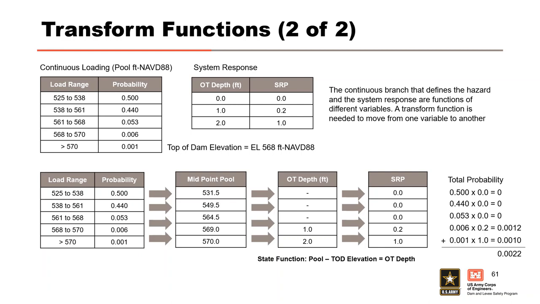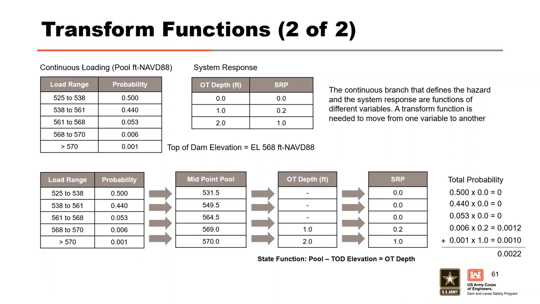On this slide is a more detailed illustration of how a transform function works. Here, the continuous function is a function of pool, and the system response is a function of overtopping depth, which do not match. Because they do not match, we need a state function to relate pool to overtopping depth. The state function in this case will be the pool minus the top of dam elevation. This, of course, gives us the overtopping depth.